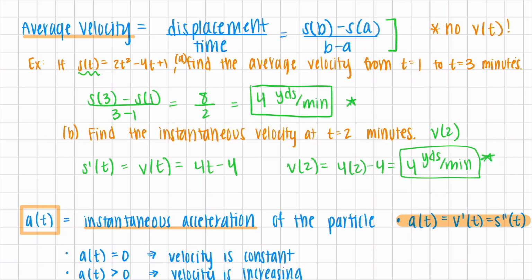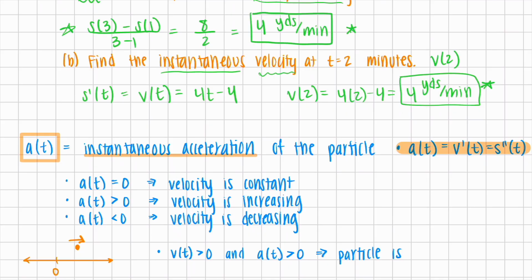I also want to say, they could say instantaneous velocity, but sometimes they just say velocity. If they just say velocity, they mean instantaneous velocity. They will say average velocity if they want you to find the average velocity. So there's a little bit about velocity. Next, we're going to talk about acceleration.